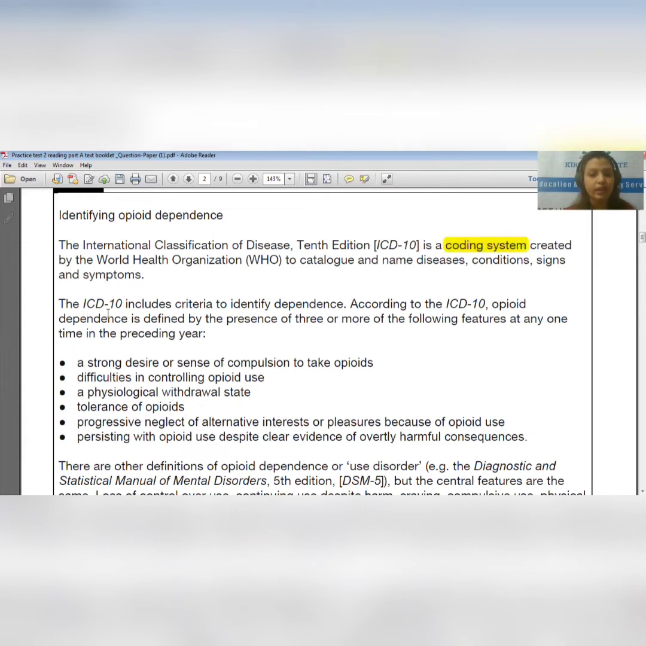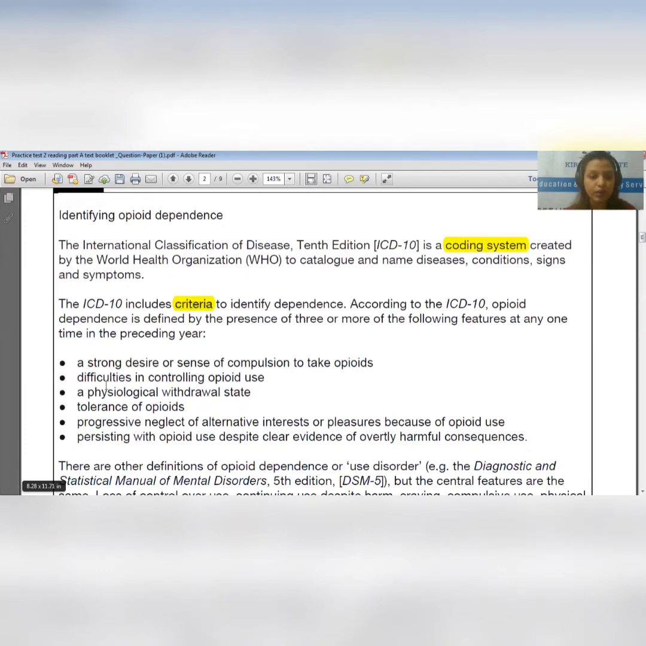Right, so you can underline. Then the next paragraph here, WHO is there, so WHO is involved in ICD-10. That much is enough for me to understand at the moment. Then ICD-10 includes criteria to identify dependence. So here I can have further information about the criteria. Okay, so that also you can underline.